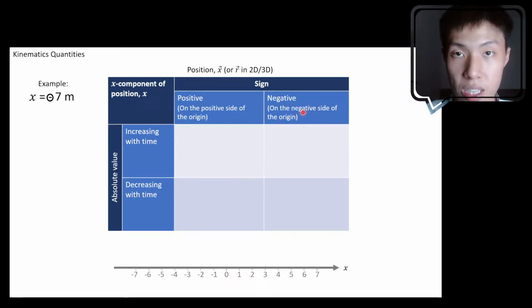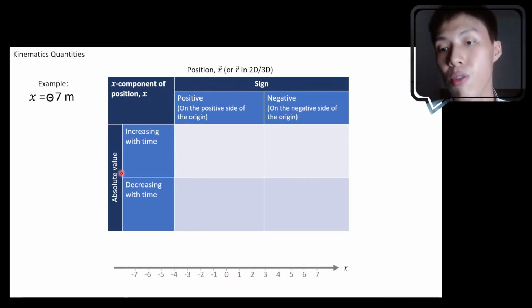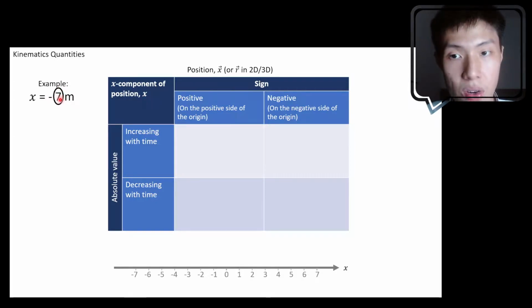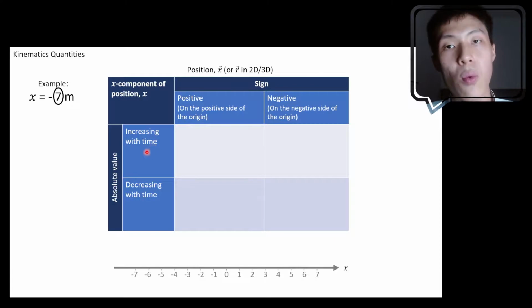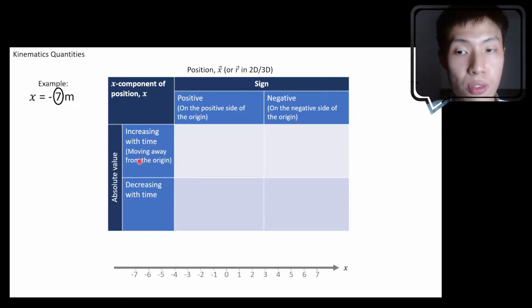Okay, let's move over to this absolute value part. Absolute value means that we study only the number without looking at the sign. Okay, so if the absolute value is increasing in time, what does it mean? It means it is moving away from the origin, right? Because if you go from 1, 2, 3, 4, 5, 6, 7, you are getting further and further away from the origin. Same over here.